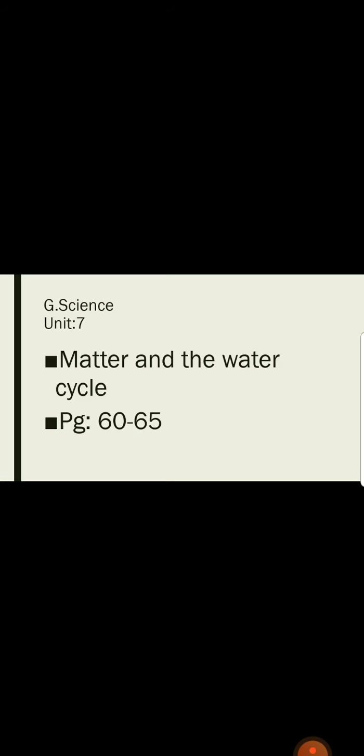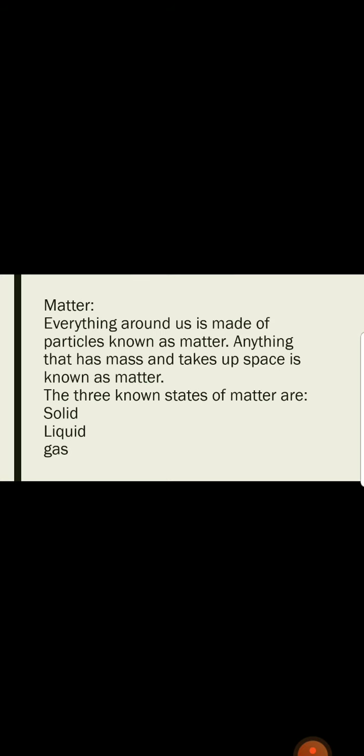Today we are going to start a new unit, that is Matter and the Water Cycle. It's on page number 60 to 65 of your Journal Science books. Please take out your books. Let's get started. The first topic is matter.